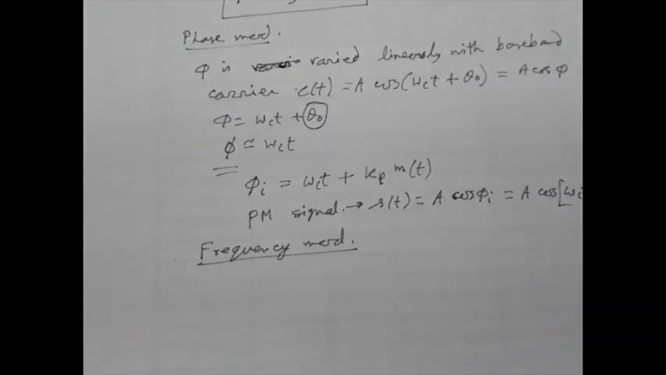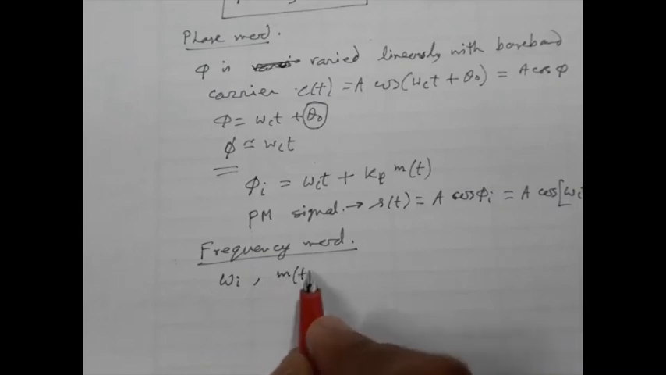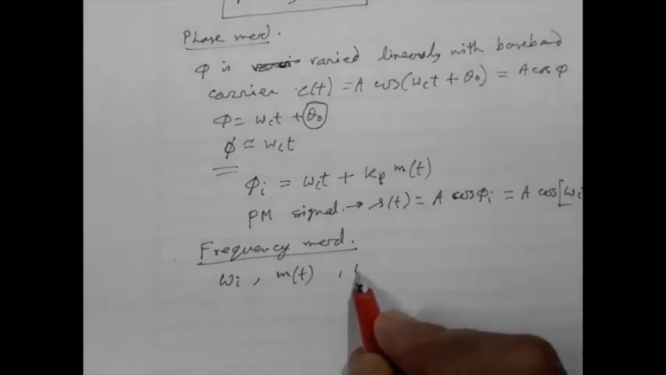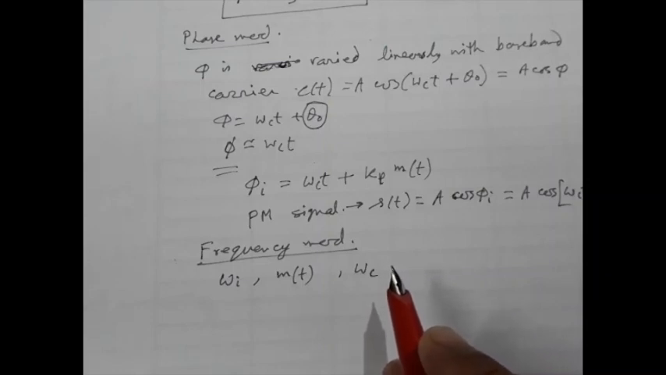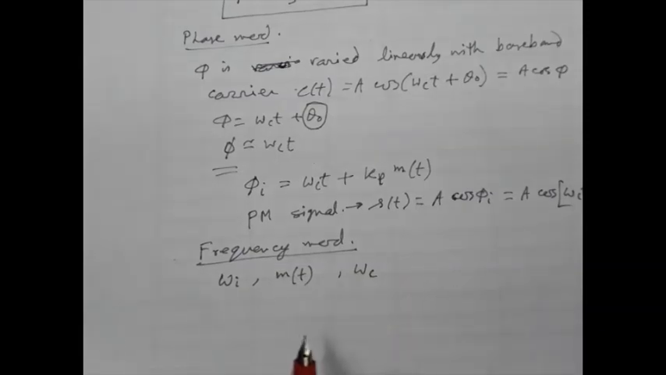Frequency modulation is that type of angle modulation in which the instantaneous frequency omega I is varied linearly with a baseband signal. We have assumed the baseband signal as m(t). So omega I must vary according to the baseband signal m(t) about an unmodulated carrier of frequency omega c. That means the instantaneous value of the angular frequency omega I will be equal to the carrier frequency omega c plus a time varying component proportional to the baseband signal.